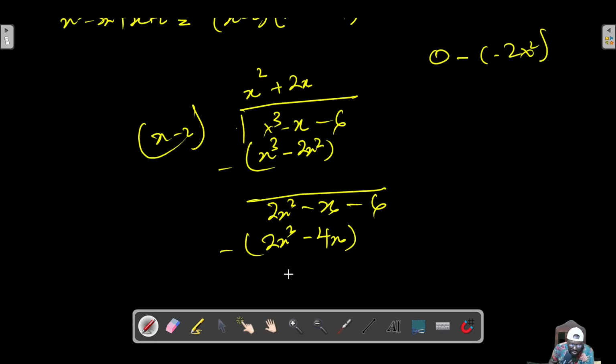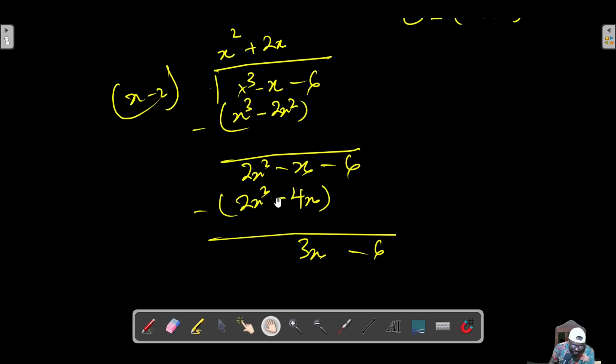Then we perform the subtraction. Negative 6 minus 0 gives you negative 6. That is negative x minus 4x. What do we end up with? Positive 3x. And this goes to 0.